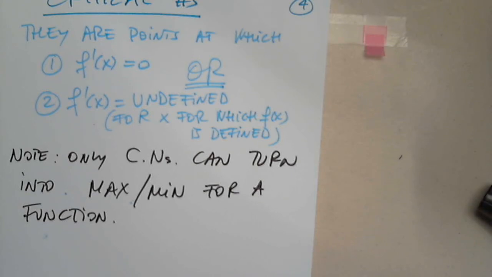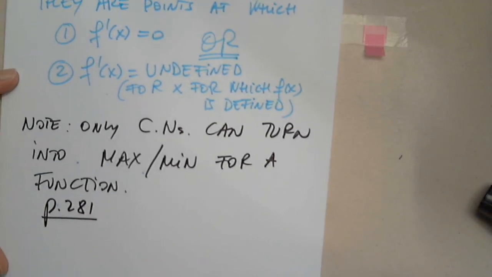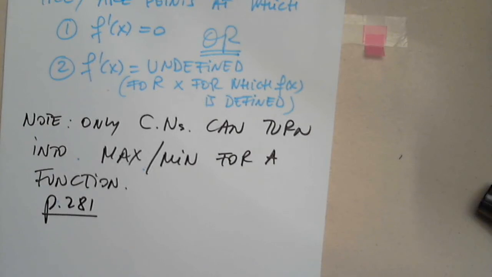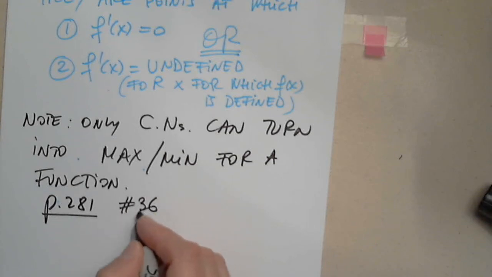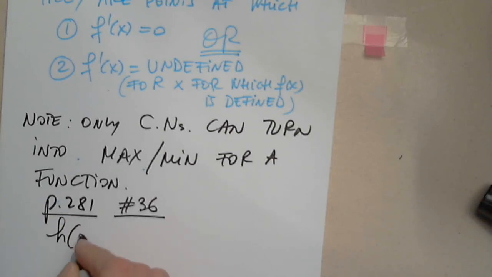So now we can pick, and you can pick, of course, as well. I'm looking at page 281. I'll pick one, you pick one. Let's say 36. In problem 36, we're only asked to find the critical numbers of the function. So the function is h of p.